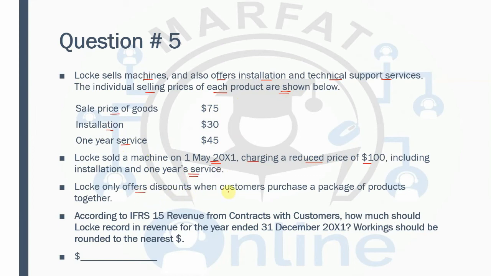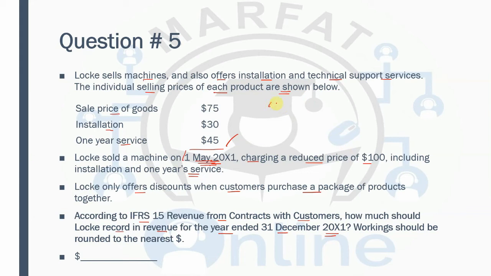Lockheed only offered discounts when customers purchase a package, that means a bundle. According to IFRS 15 revenue from contracts with customers, how much will Lockheed record in revenue for the year ended 31st December 20x1? When did they enter into the contract? 1st May 20x1. Right. So first of all, we have to total this amount. What is the total of the standalone prices? 75 plus 30 plus 45 is 150.